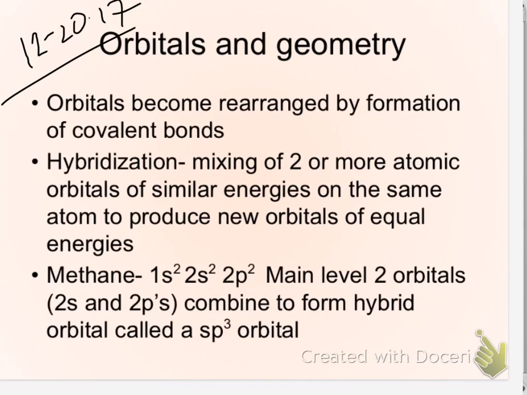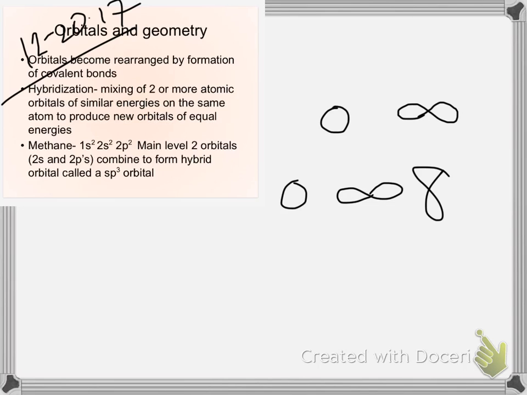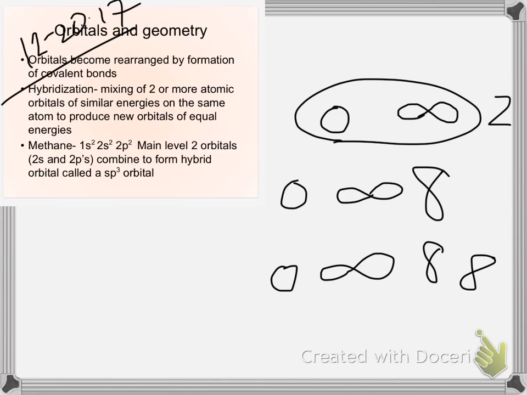So this happens in a couple different ways. We get things where we merge one s and one p, we get things where we merge one s and two p's, and we even get things where we merge one s and all three p's. Crazy. So, we start with two orbitals, we end with two orbitals, but we no longer have an s and a p orbital, we have an sp orbital.